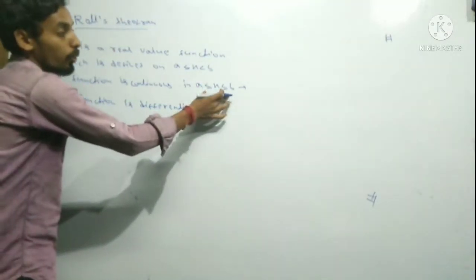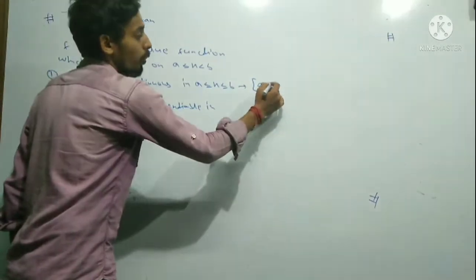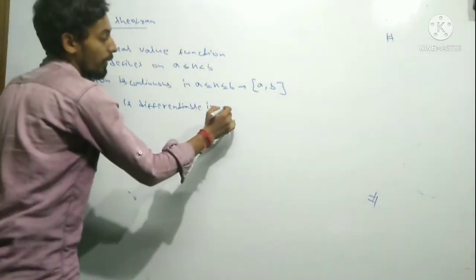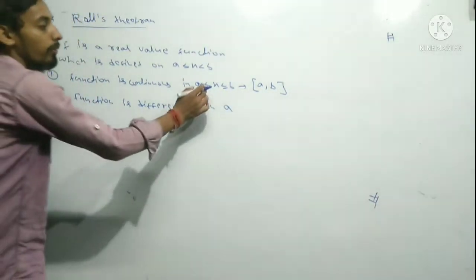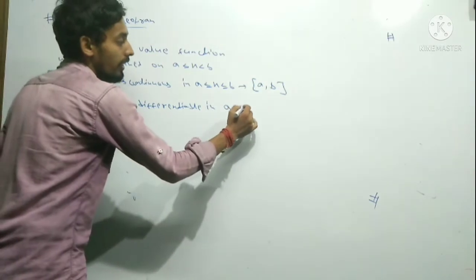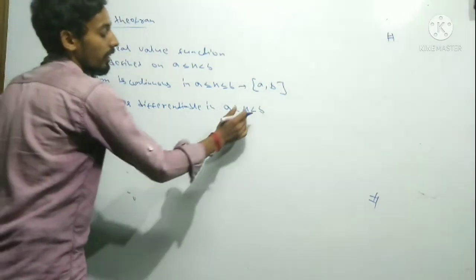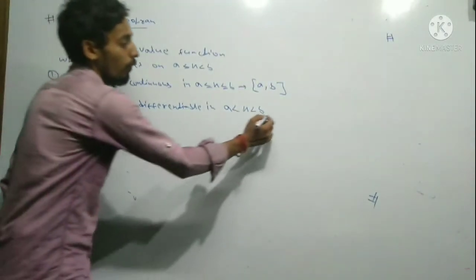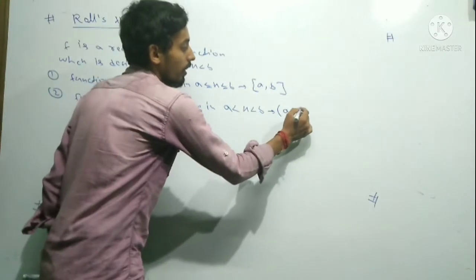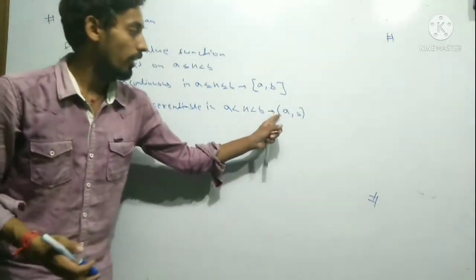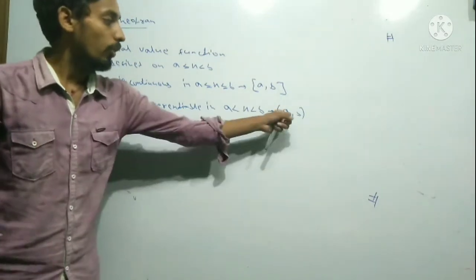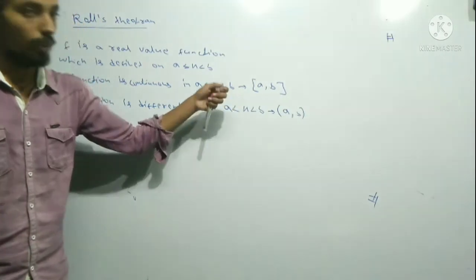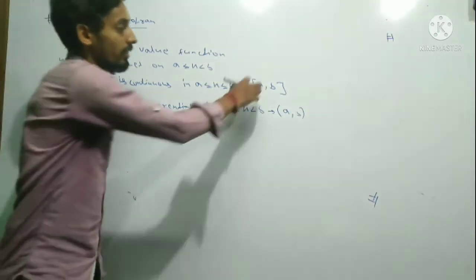It means that it is the closed interval. We write the closed interval in that position. And the function is differentiable in the open interval. What do you mean by open interval? There is no equal to, only less than: x greater than a and less than b. So we write the open interval as the bracket (a, b). It means x greater than a and less than b. But when we write a closed interval, then we write the square bracket.